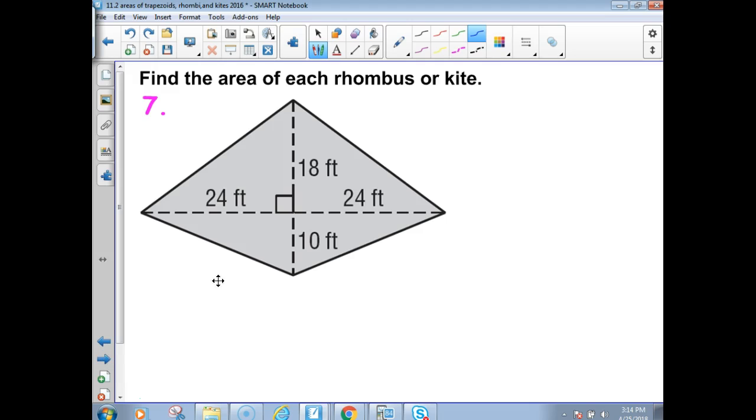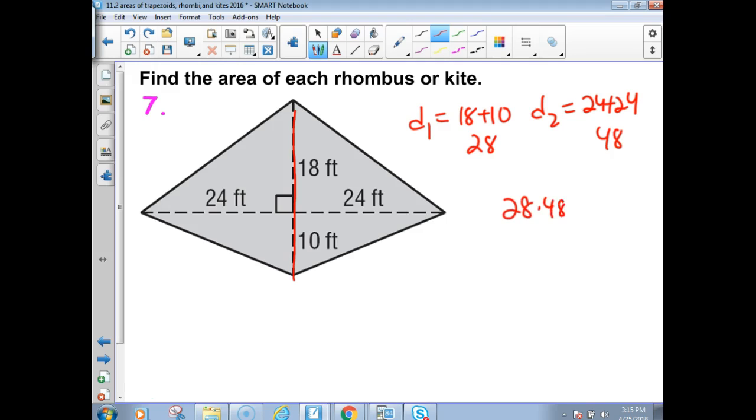Number 7, area of the rhombus. This time the diagonals are labeled and they are cut in half. Well, at least horizontally it's cut in half. This thing's a kite. So one of the diagonals is 18 plus 10, D1. It doesn't matter which one you call which. D2 would be 24 plus 24. So first we've got to add. We get 28 and 48. Now we'll multiply those diagonals and divide by 2.